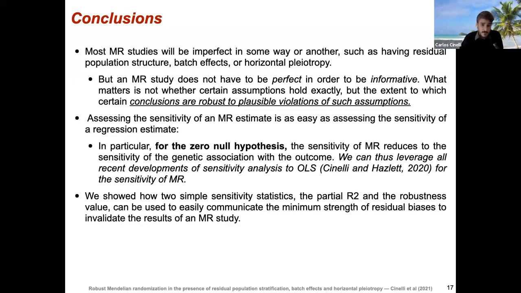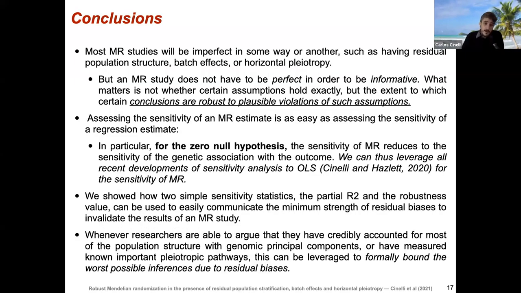of an MR study. And also we show that whenever researchers are able to argue that they have credibly accounted for most of the population structure with genomic principal components, for example, or have measured no important pleiotropic pathways, this can be leveraged to formally bound the worst possible inferences due to residual biases.